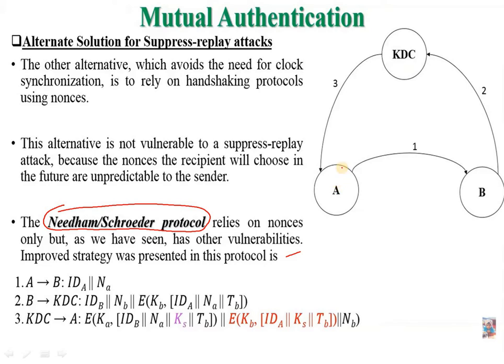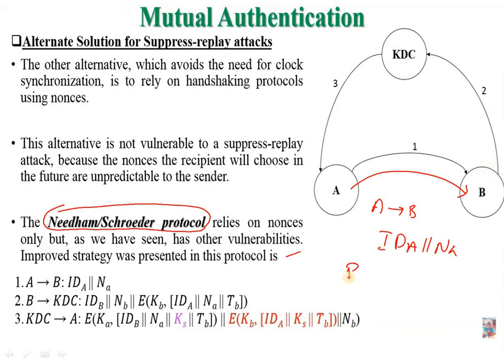Now here A is not directly communicating with the KDC. First A is communicating with B, you can see here. So what can A send to B? A can send to B the identity of A as well as the nonce of A. Then B will communicate with the KDC.